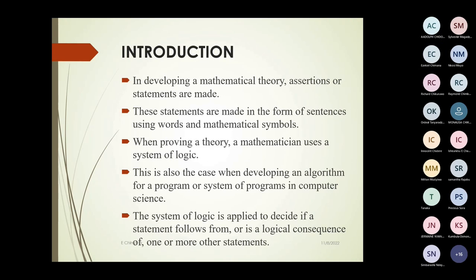So, introduction. In developing a mathematical theory, assertions or statements are made. So these statements are made in the form of sentences using words and mathematical symbols. When proving a theory, let's say in mathematics, a mathematician uses a system of logic. So this is also the case when developing an algorithm for a program or system of programs in computer science.